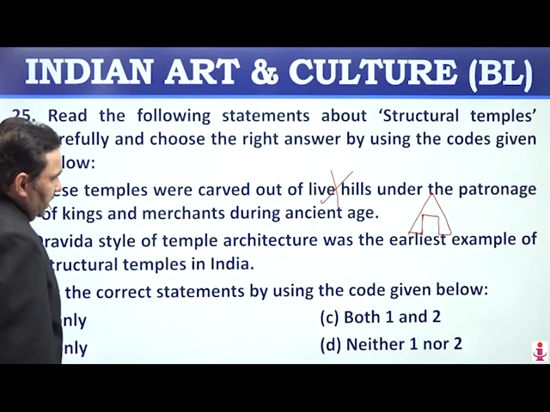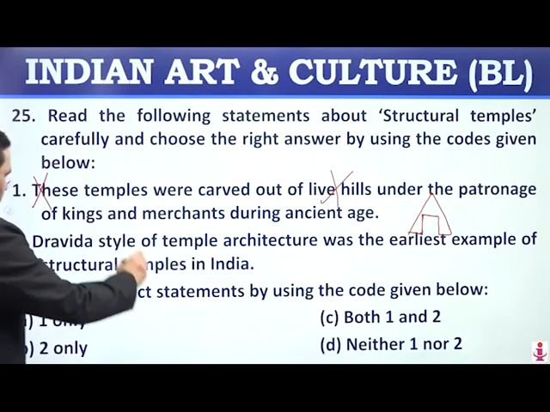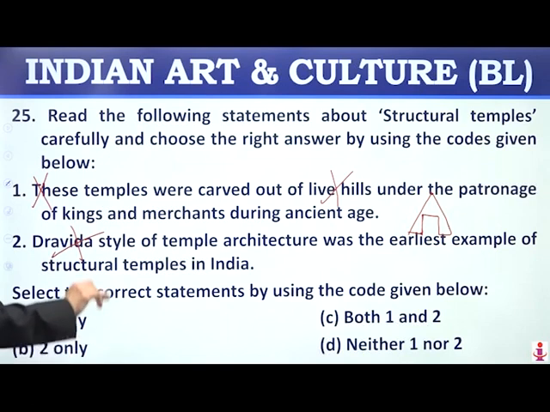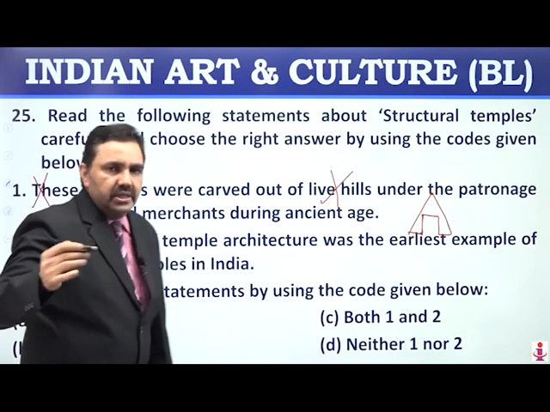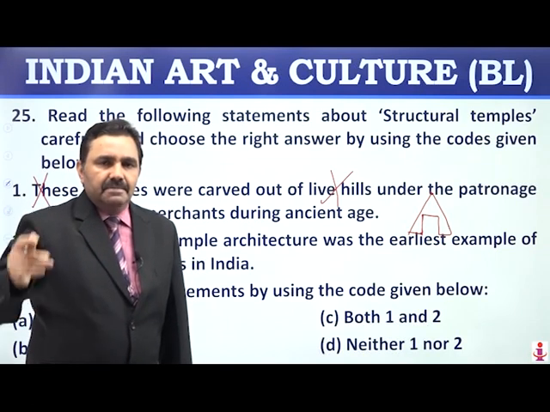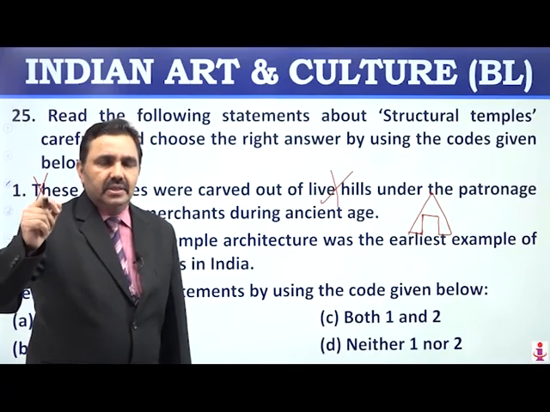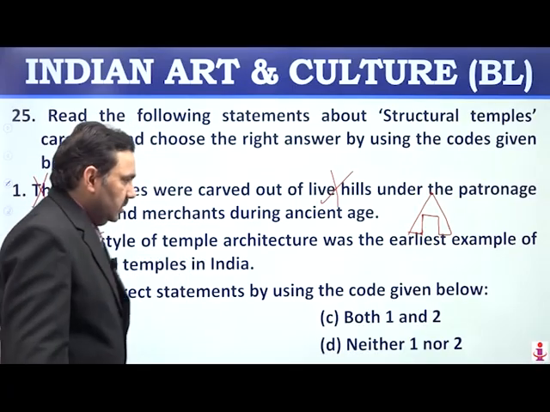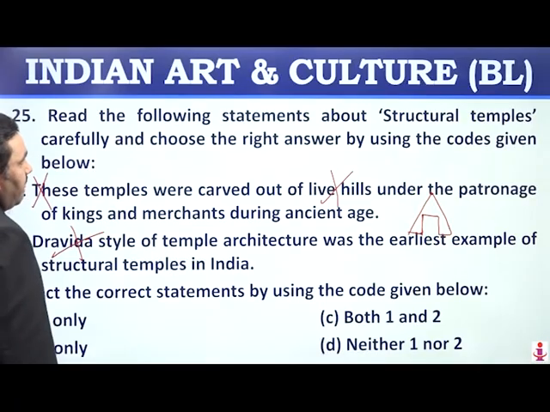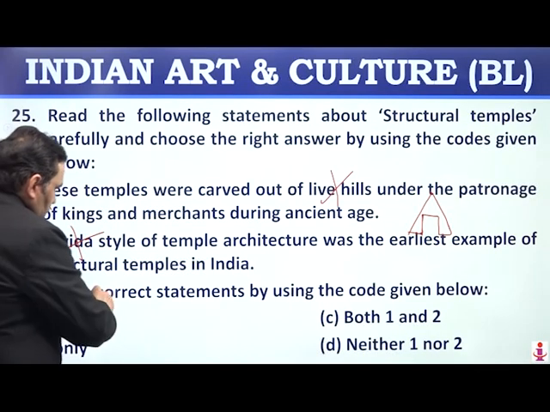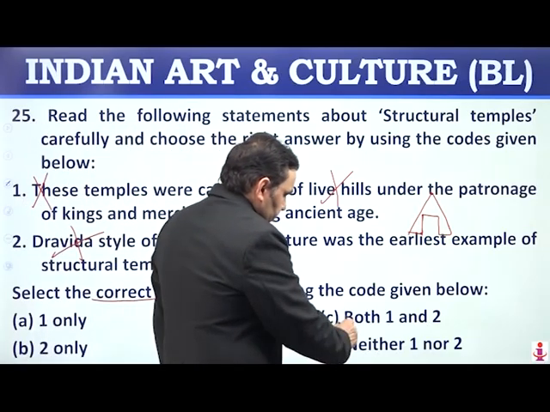Dravida style of temple architecture was the earliest. No. Nagara style of temple architecture was earliest. Nagara style emerged in 4th century AD. Dravida style emerged in 7th and 8th centuries AD in South India. So both statements are wrong. You have to choose the correct statement. So neither 1 nor 2. That is D.